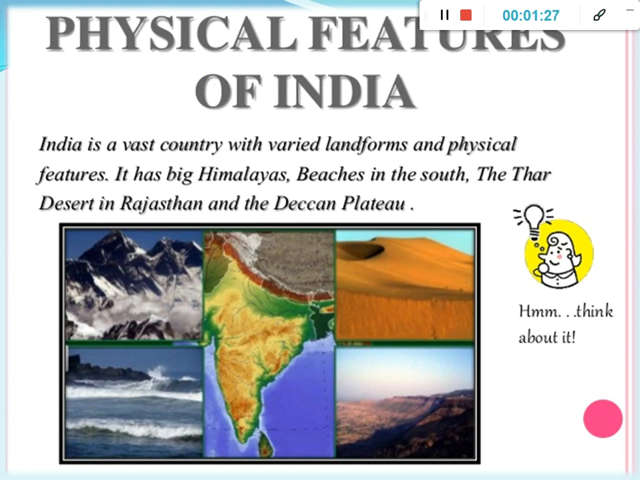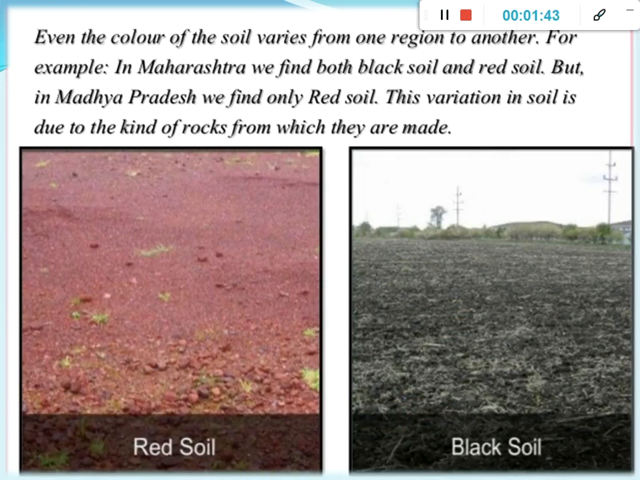India is a vast country, and we have various main landforms and physical features. We have the Himalayas, we have the Thar Desert, we have the Deccan Plateau. All things we have. In the soil, every soil is different in different regions and areas. For example, in Maharashtra, we have black and red soil. In Madhya Pradesh, we have red soil. In Punjab, we have alluvial soil. So soil is always different.